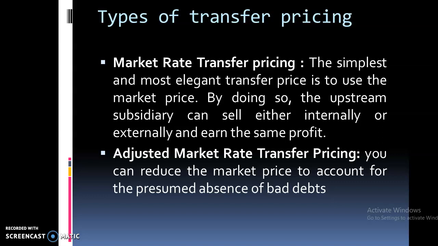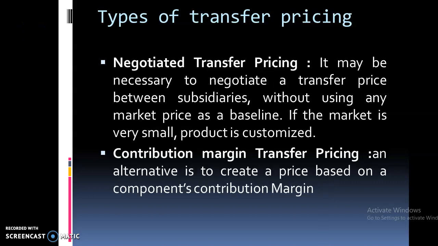The second one is adjusted market rate transfer pricing. There are certain subsidiary units that make payments promptly and don't have any bad debts. For such subsidiary units, the other subsidiary units will usually transfer the goods at a rate lower than the market rate. One subsidiary unit sells goods to another at a price lower than the market price just because of the absence of bad debt. That is known as adjusted market rate transfer pricing. This is the second method of transfer pricing.